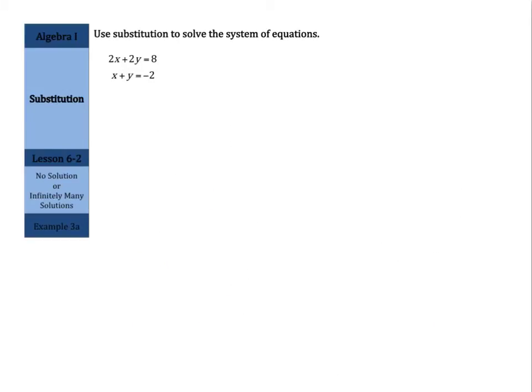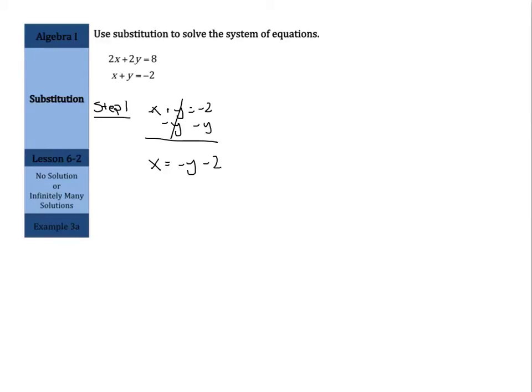Now, we get into examples just like you had with graphs that had no solutions or an infinite number of solutions. We also have those with substitution as well. So we have 2x plus 2y equals 8 and x plus y equals negative 2. And we'll again use substitution here to solve. So step 1, let's take our x plus y equals negative 2 and solve for that x. We'll subtract y from both sides, and we'll get x equals negative y minus 2.